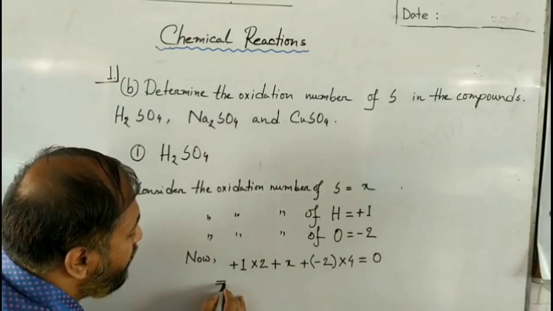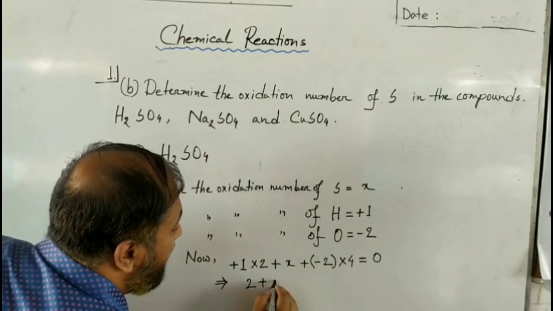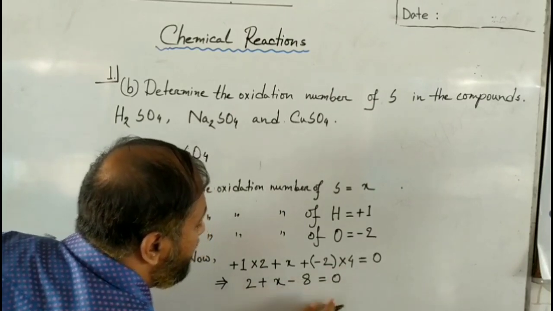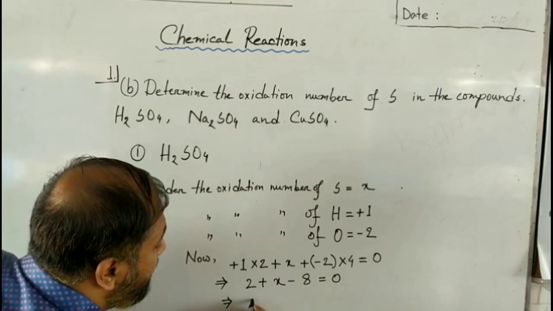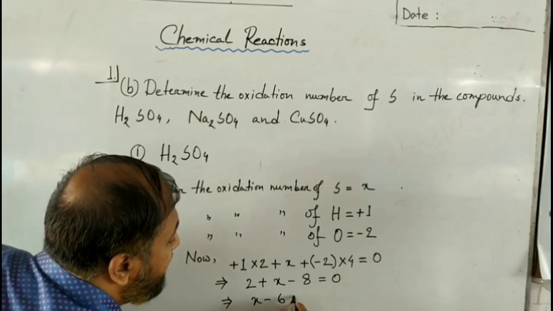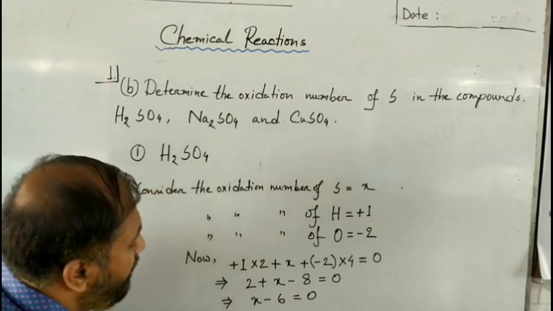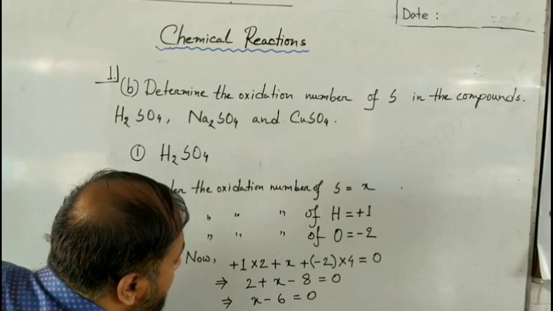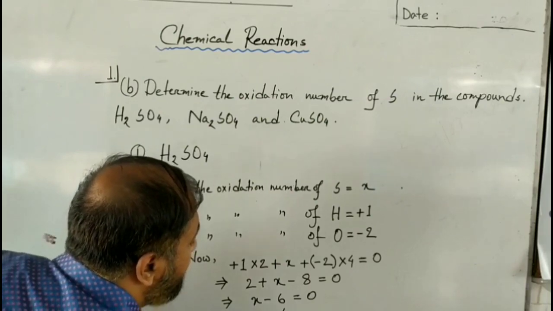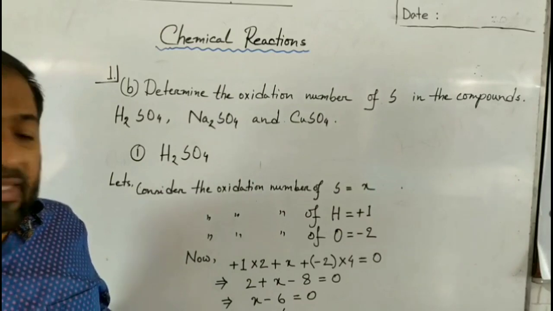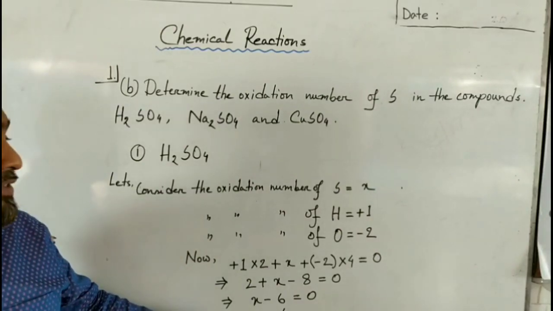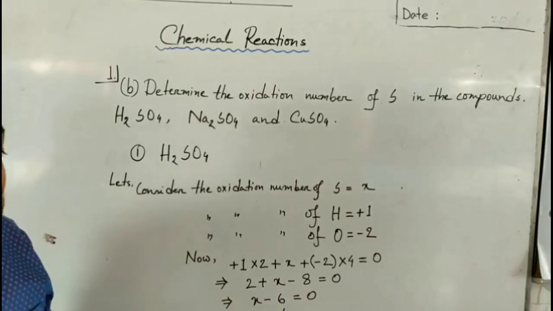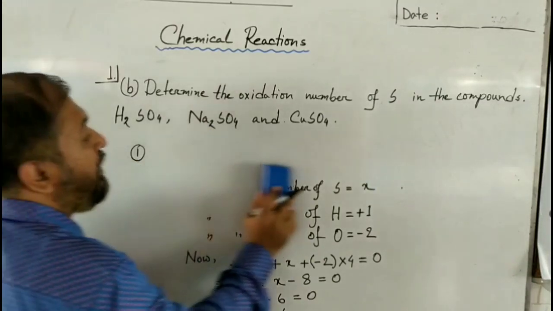Now we are going to calculate one by one. 2 plus X minus 8 is equal to 0, or X minus 6 is equal to 0, or X is equal to +6. Now we can find that the oxidation number of sulfur in sulfuric acid is +6. Now come to the next one, sodium sulfate.